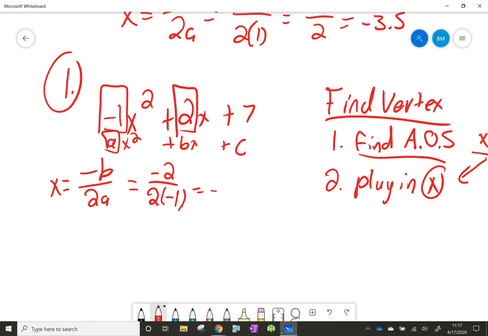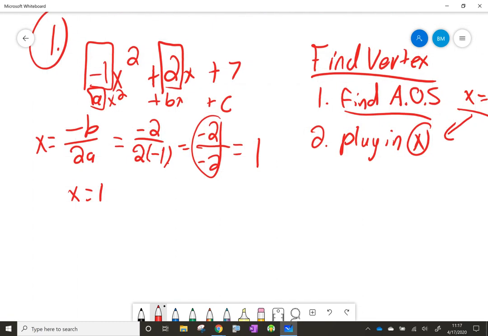So when you simplify this, you're going to have negative 2 on top, and 2 times negative 1 would be negative 2 on bottom. So when you divide negative 2 by negative 2, you end up with a positive 1, because 2 negatives make a positive. So x equals positive 1. This is our axis of symmetry.